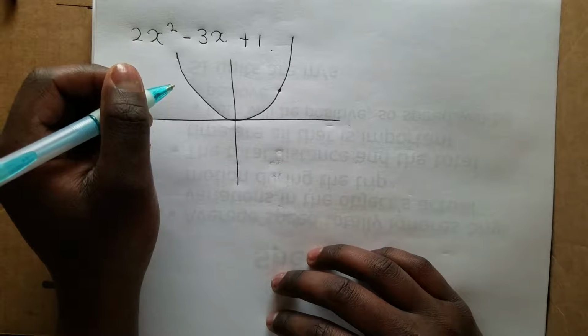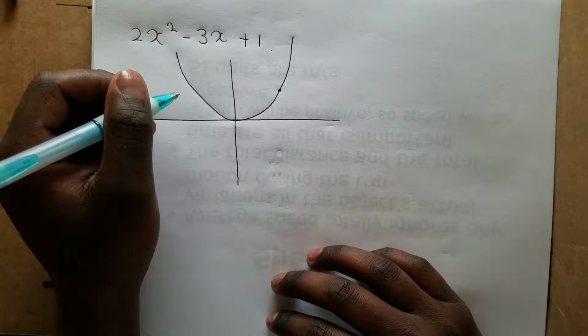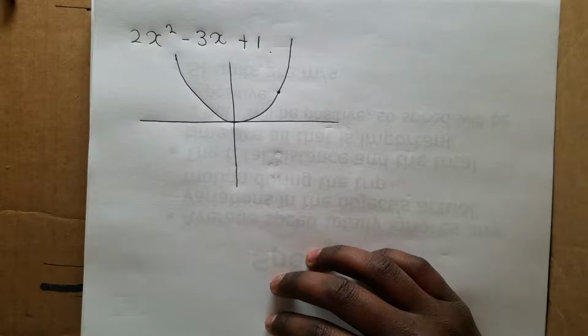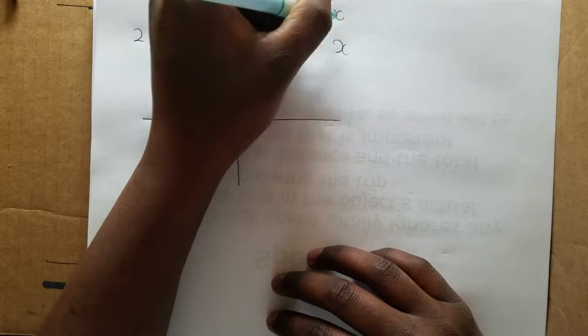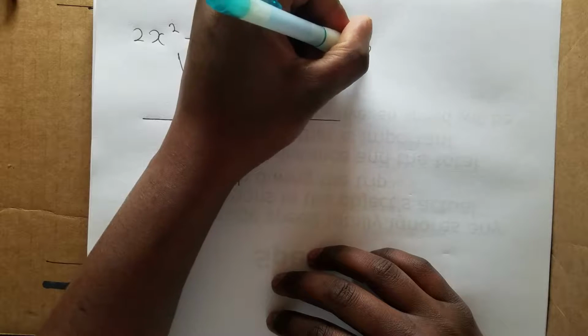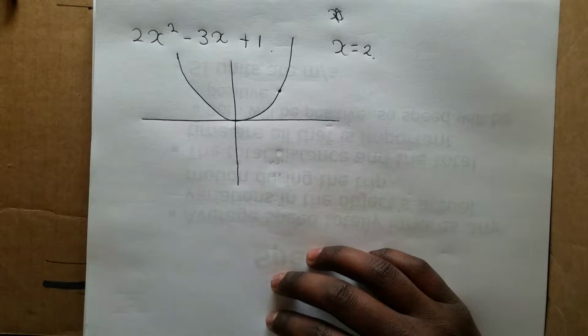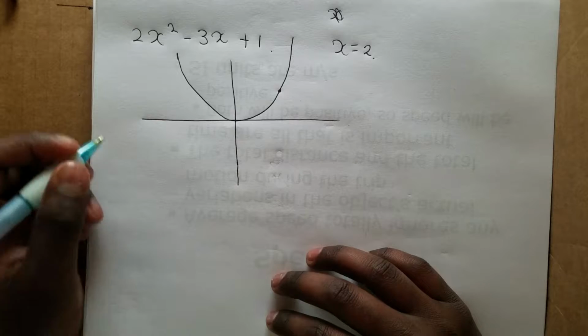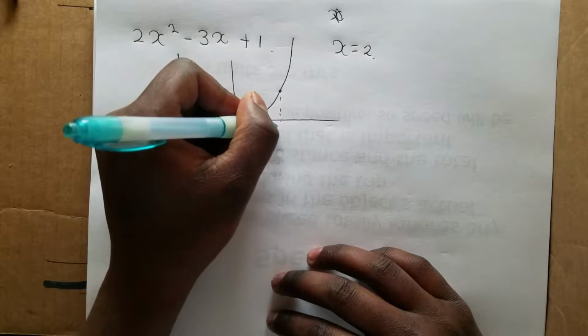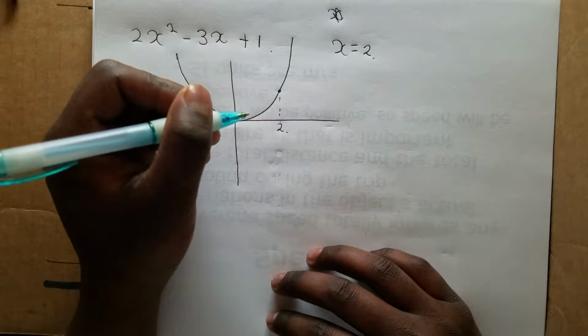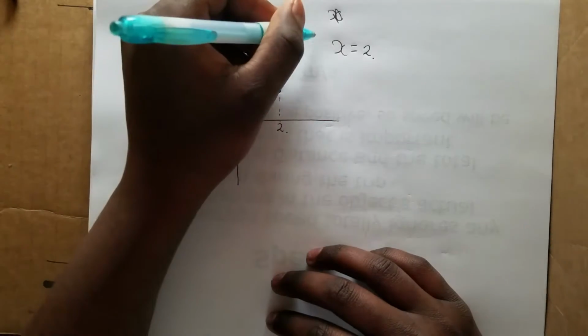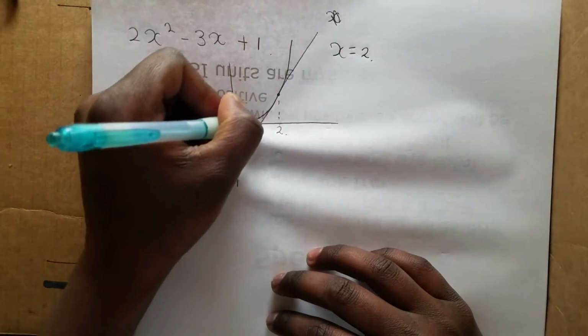as x approaches 0, or as x approaches 2. Let's say x approaches 2. So you want to find the tangent line at x approaches 2. A tangent line is a line that's drawn like this.